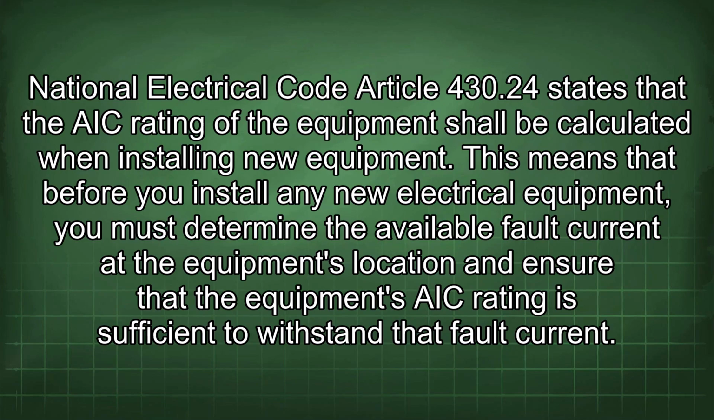National Electrical Code Article 430.24 states that the AIC rating of the equipment shall be calculated when installing new equipment. This means that before you install any new electrical equipment, you must determine the available fault current at the equipment's location and ensure that the equipment's AIC rating is sufficient to withstand the fault current.